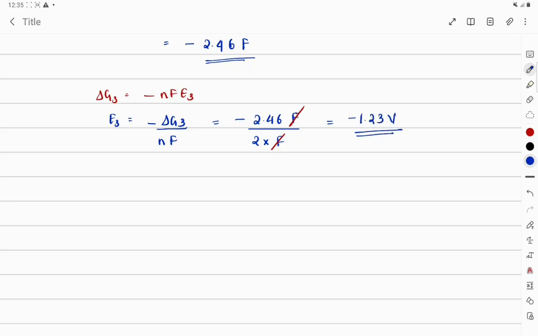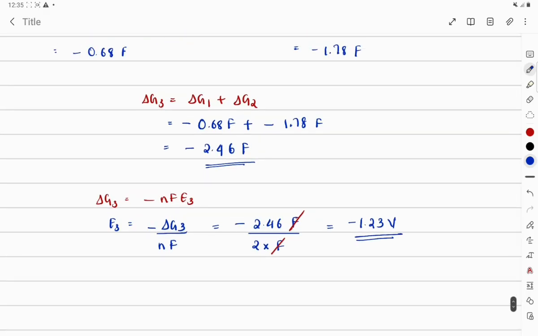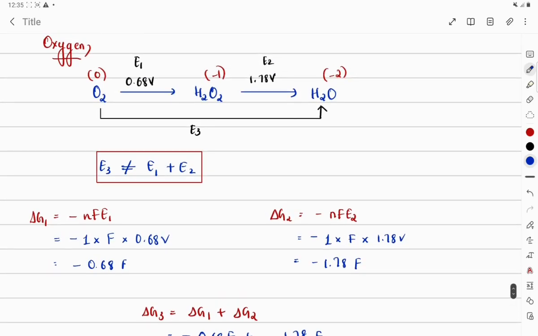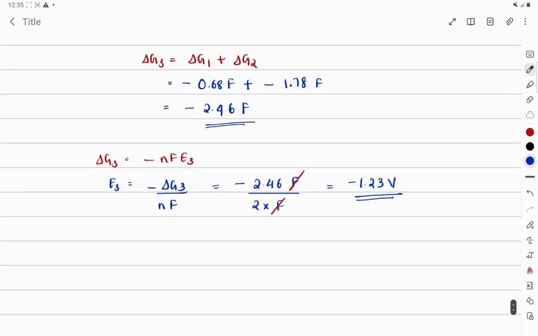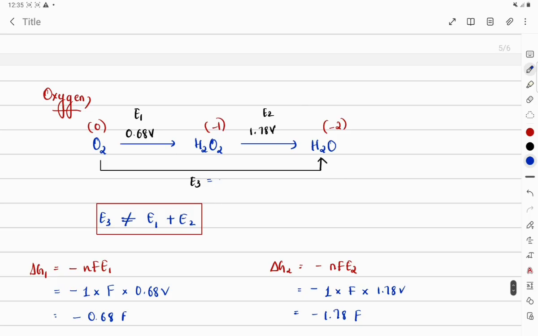So this is the cell potential for directly converting from O2 to H2O. Finally we have got that E3 value is equal to minus 1.23 volt. And it's obvious that if you simply add 1.78 and 0.68, you're not going to get this value, right?